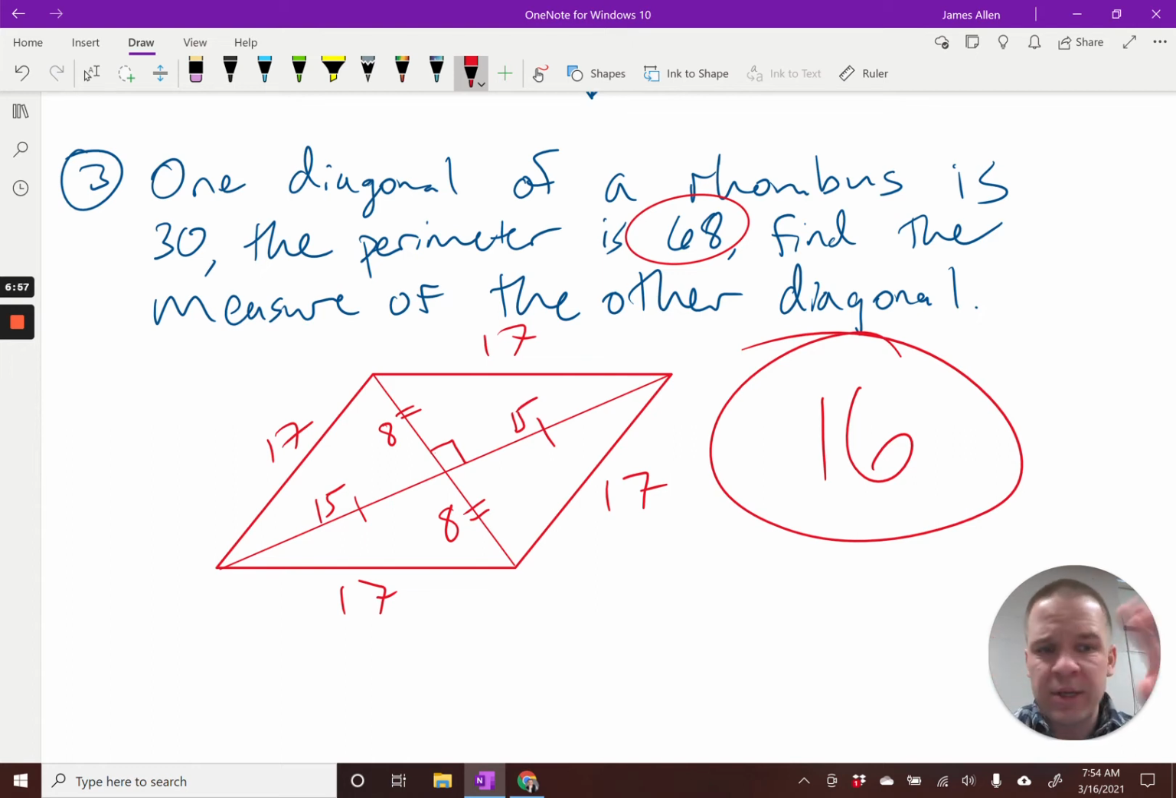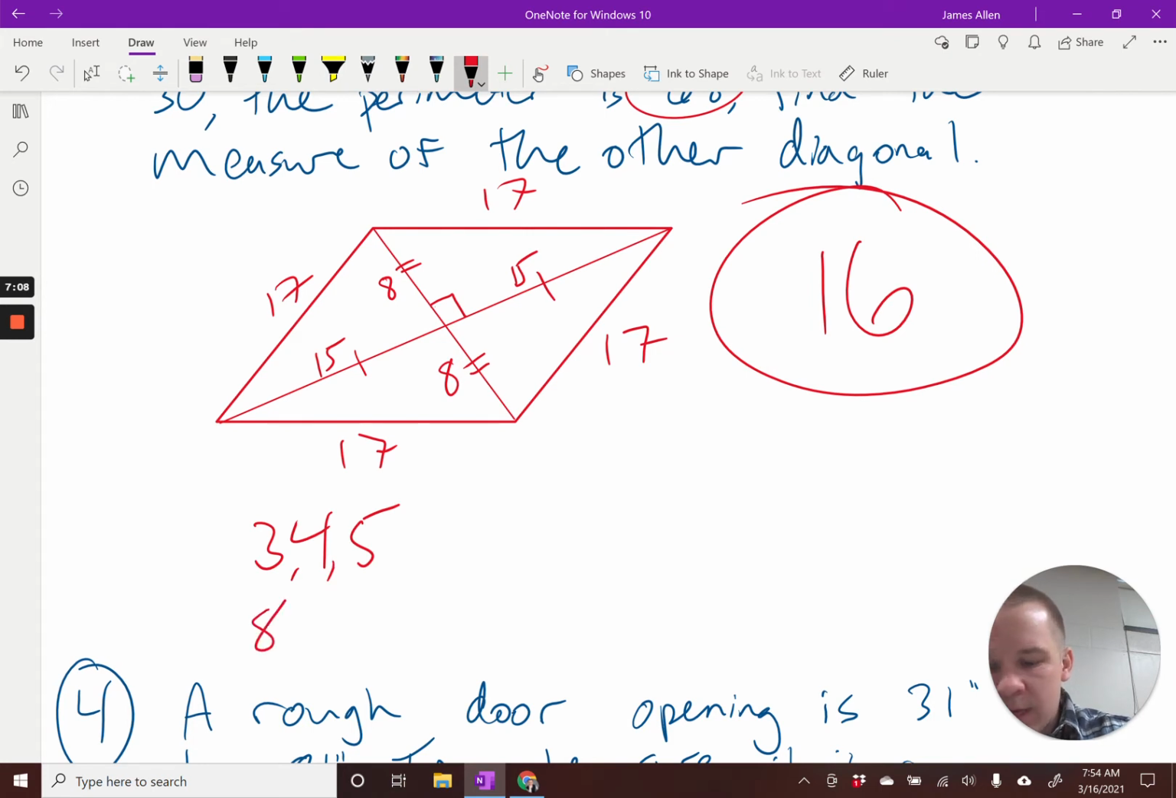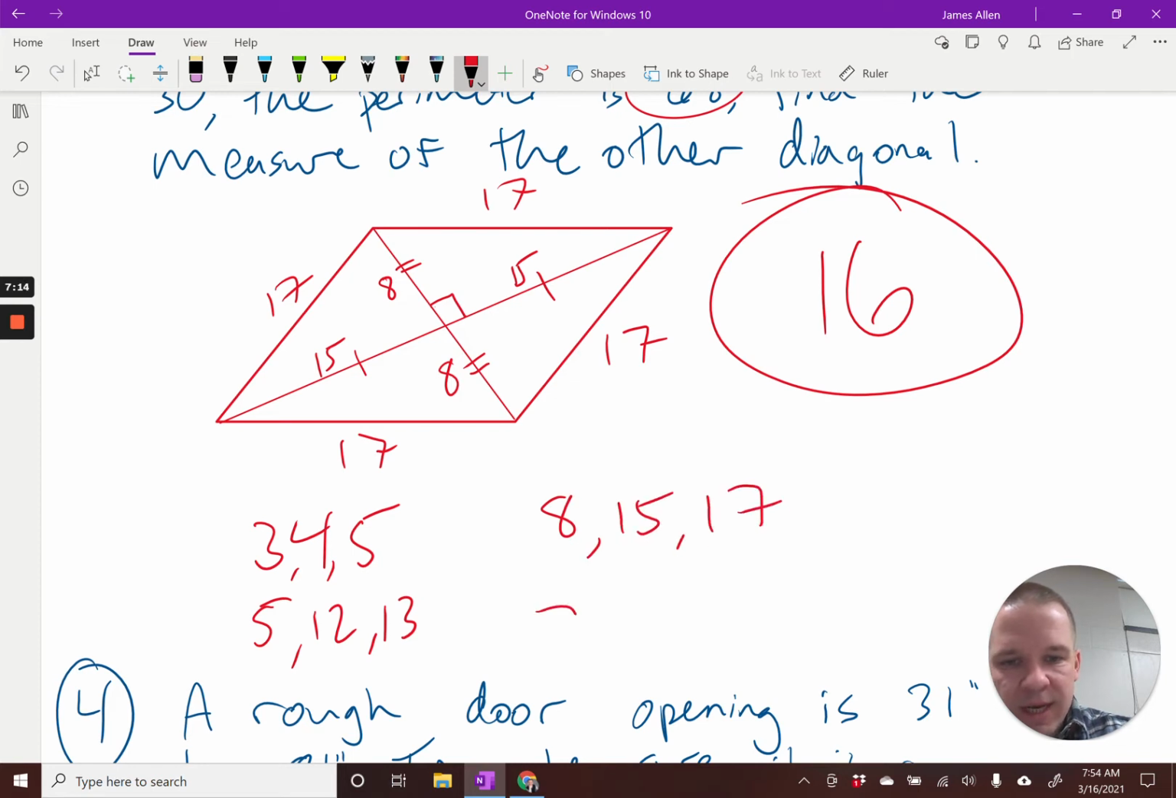Triples again? How many times have we used triples already and we're only on the third problem? Perhaps you should know them. All right, if you don't remember them, we have 3, 4, 5. I don't want to go to 8 yet. 5, 12, 13, 8, 15, 17, and 7, 24, 25.